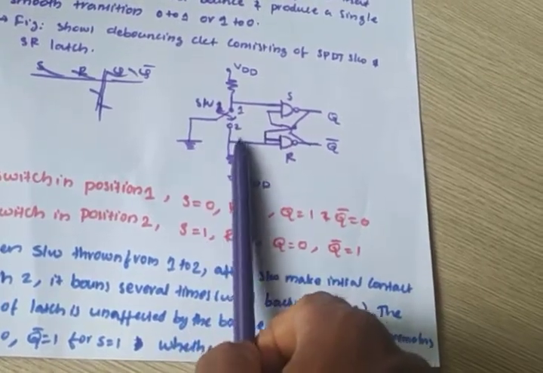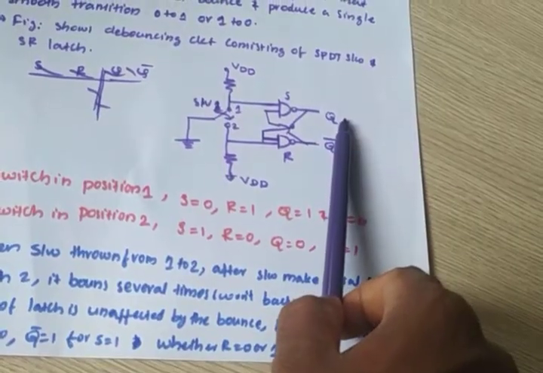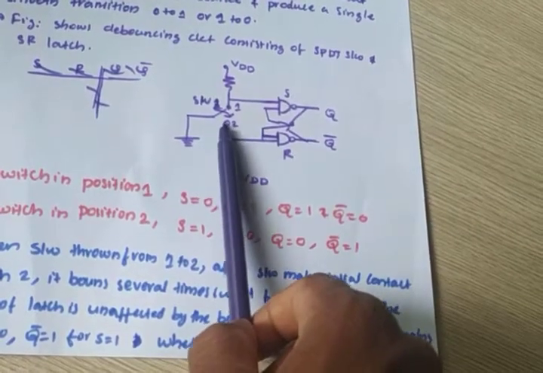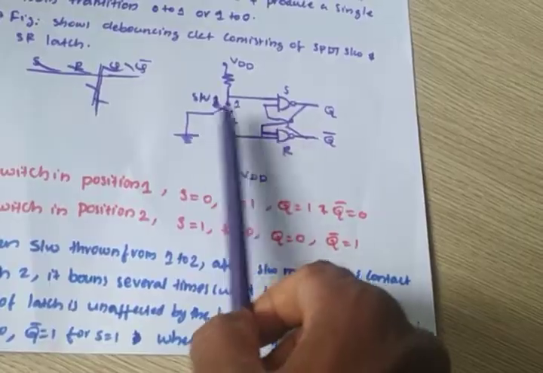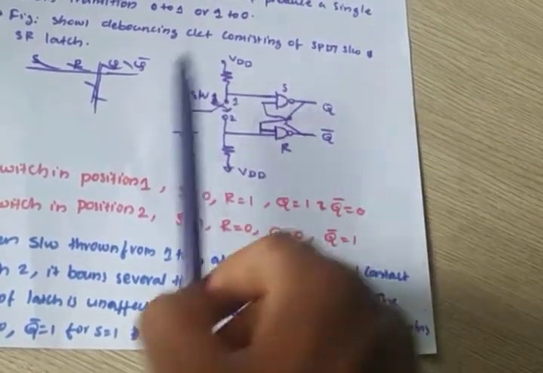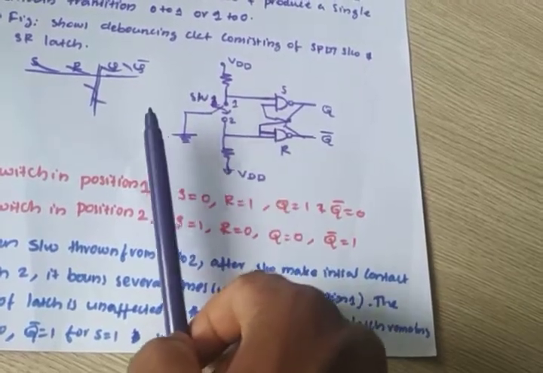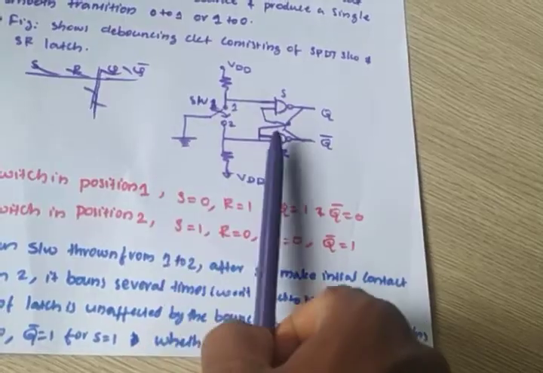So it is connected to 2, R is 0, S is 1, Q bar is 1, Q is 0. Okay, so after reaching position 2, it is bouncing back, but it will not go to position 1. Anyhow, the switch is bouncing back and forth. Okay, so what will happen?